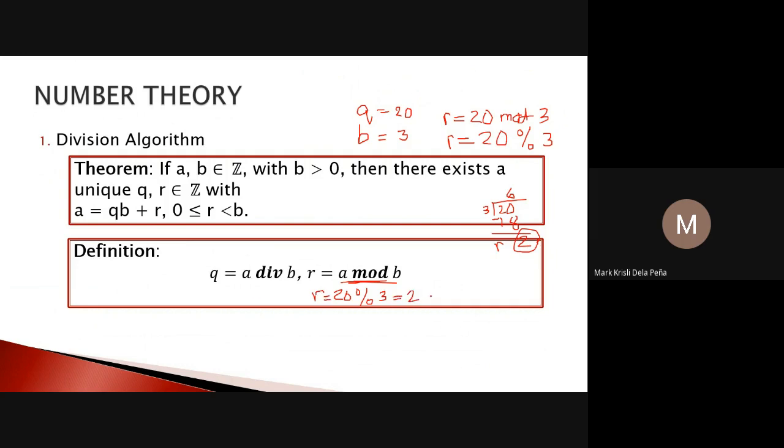2. Okay, so this is Q is equal to A divided by 3, and Q will be equal to 6. And the remainder is 2. So this will be our result. Take note, 2 is greater than 0 and is less than B, which is 3. That's how we interpret this definition.